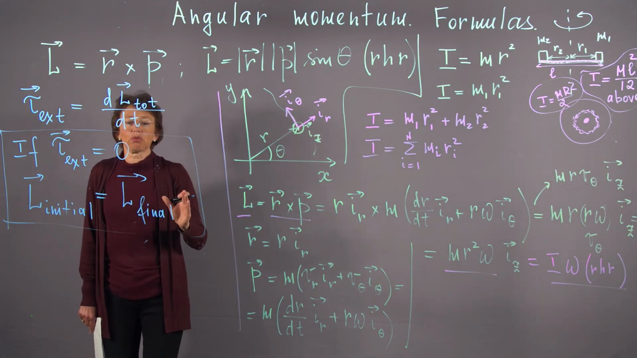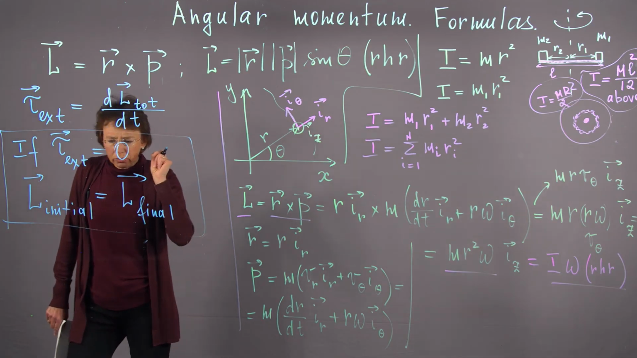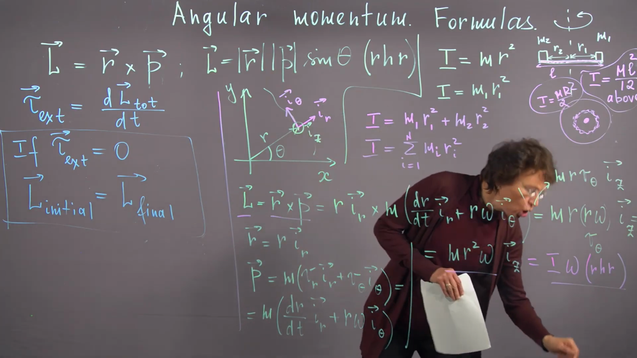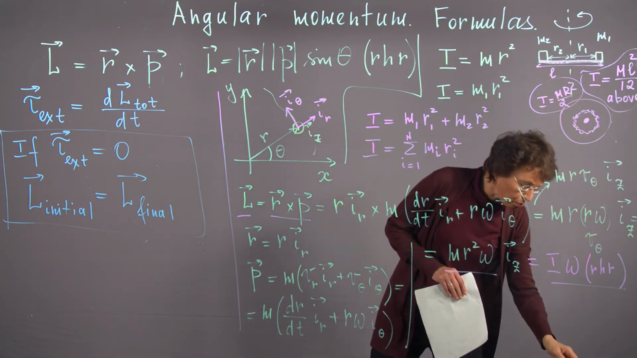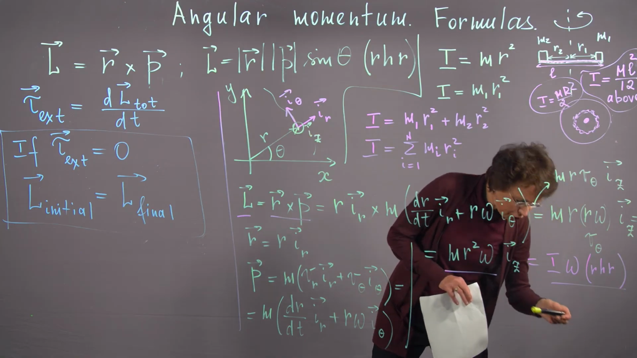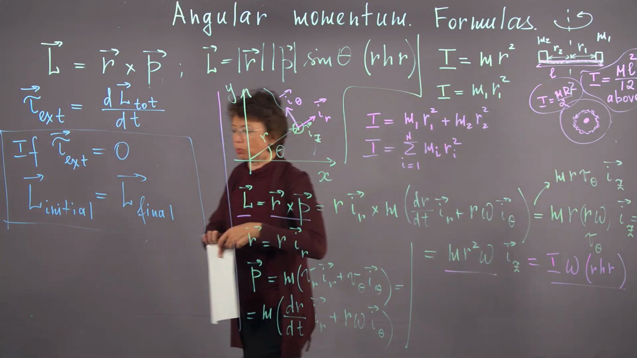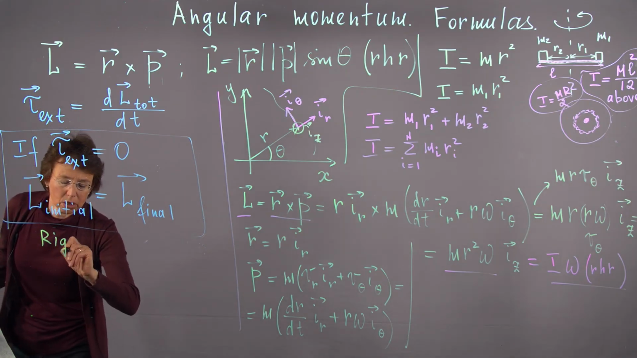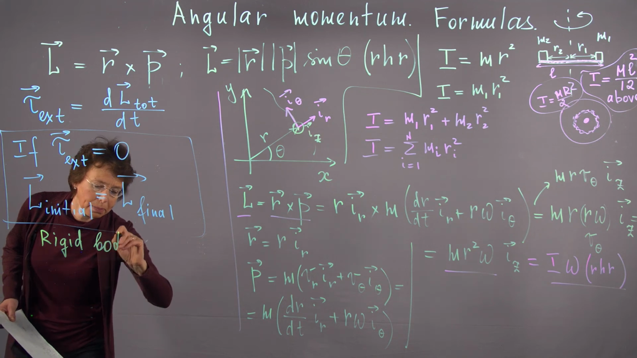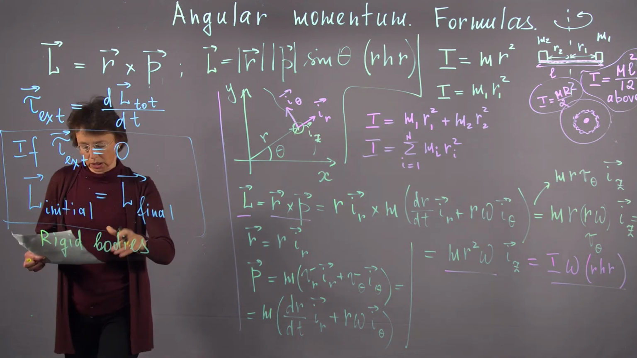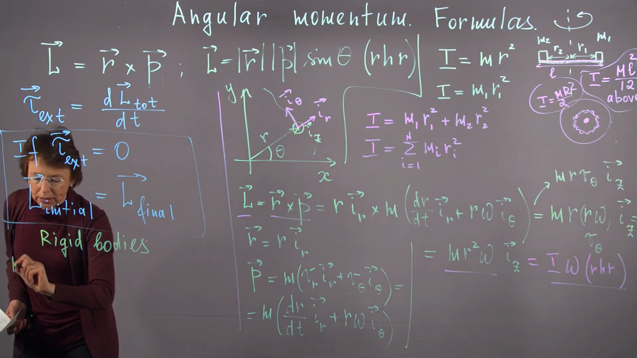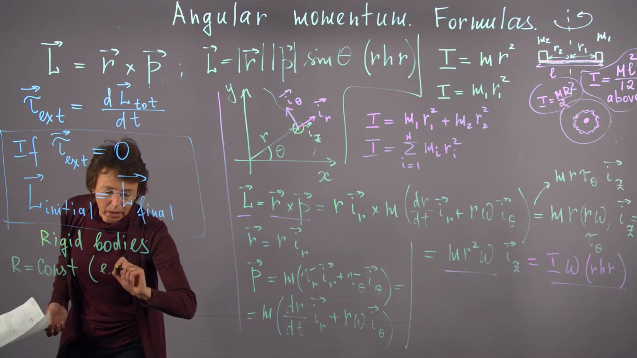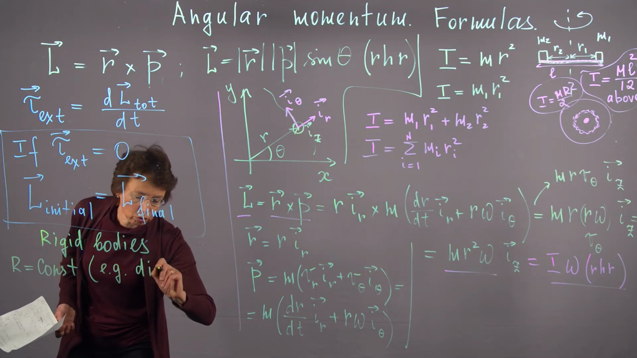And the last formula that we will need today is for rigid bodies. So now we will consider rods or platforms that don't change their sizes, rigid bodies. So R is constant. For example, we are talking about a disk.